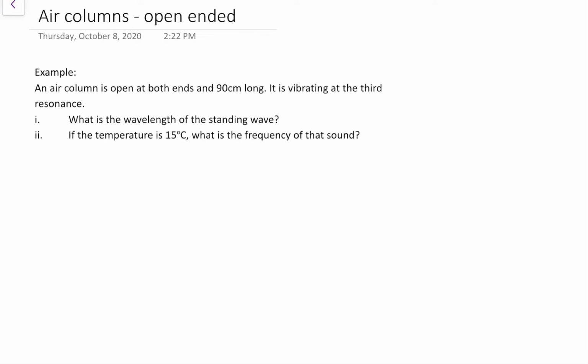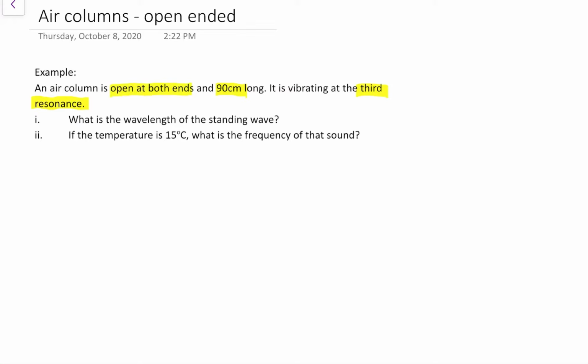Some things can resonate at different frequencies. That kind of connects to it too. So in this particular one, I'm telling you that it's the third resonance. That tells you kind of about the shape of the standing wave that's fitting into the 90 centimeters. The question says it's open at both ends. That's kind of key too.